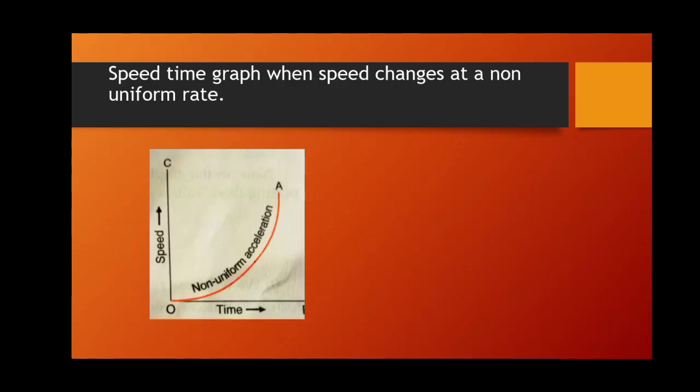Speed time graph when speed changes at a non-uniform rate. When the speed of a body changes in an irregular manner, then the speed time graph of the body is a curved line.